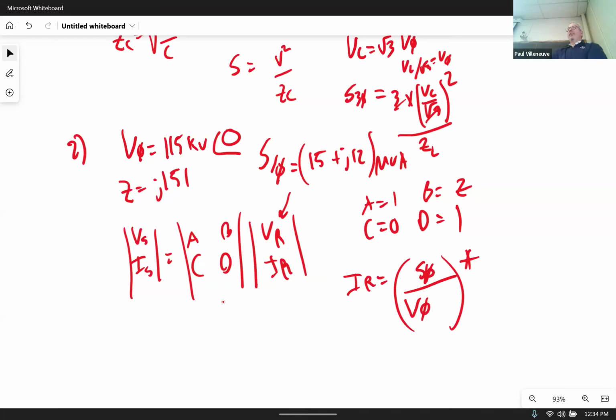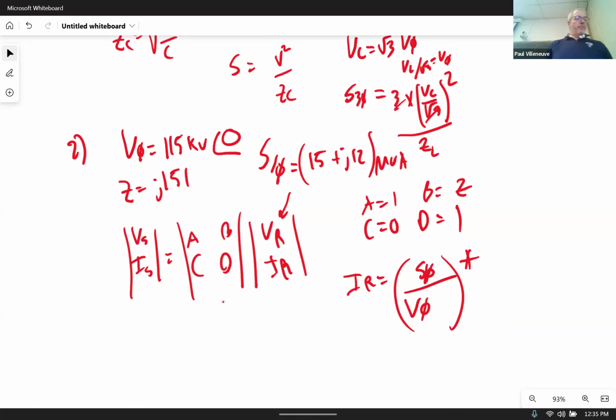A lot of all over the place type stuff with this one. People kind of got lost in what the values would be and which ones to use. You just have to be careful to do that. Yes, sir. It's a short line, so C is equal to 0 in a short line. Right? Yep.